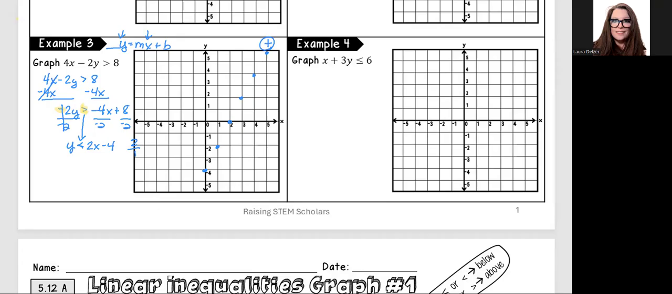Now, this one here, there is no equal sign in it. Because there's no equal sign in it, I know it's going to be a dashed line. So I'm going to do the best I can. Dash, dash, dash, dash, dash, dash.